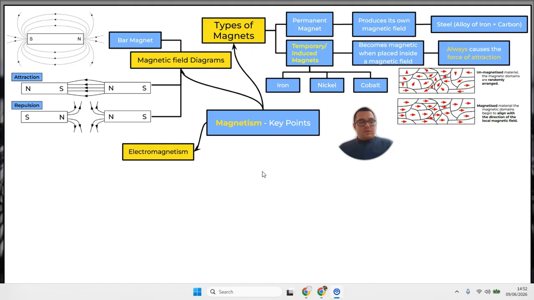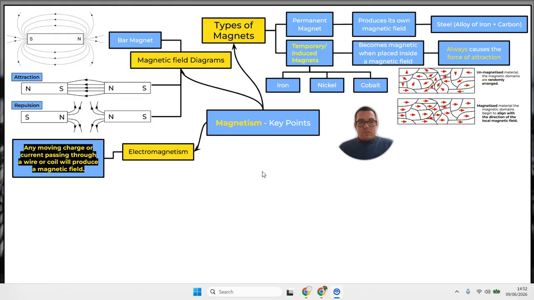Now the rest of the module focuses on electromagnetism, so everything shifts attention now. The big idea of this is, anytime you have a moving charge or a moving current passing through a wire, or in any other context, it produces a magnetic field. In other words, electricity produces magnetism, and magnetism generates electricity. When you have one, you have the other. This is advantageous because you can turn current off and on, and so you can turn the magnetic field off and on, and that's why electromagnets are very, very useful. We can also increase the strength of the magnet by increasing the current and things like that.